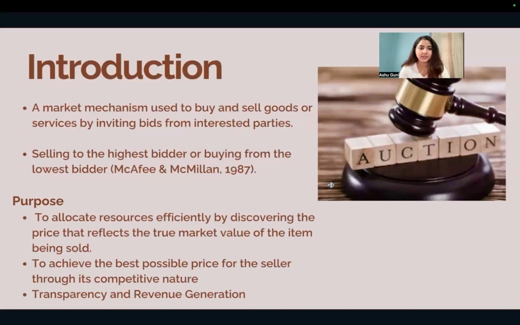What is an auction? An auction is basically a market mechanism which is used to buy and sell goods or services by inviting bids from interested parties, so selling to the highest bidder or buying from the lowest bidder. The purpose of this market mechanism is to allocate resources efficiently and to achieve the best possible price for the seller through its competitive nature, and it also ensures transparency and is used for revenue generation.